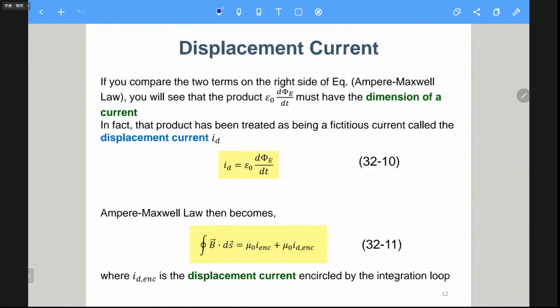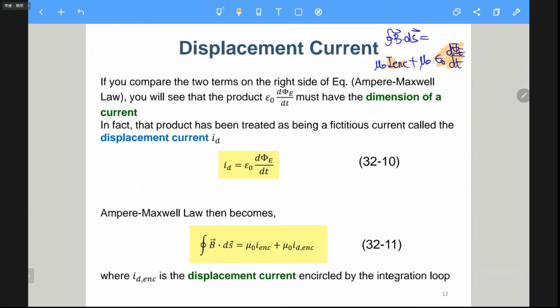Okay, so next we mention the displacement current. Just now we have the integral of B dot ds equals, on the right side, mu naught I enclosed plus mu naught epsilon naught d phi E dt. When you consider the dimension or the SI units, this is a current, and then mu naught times something. So this term should also be a current, although it is not actually a current, but the SI units are the same as a current. Here we call it the displacement current.